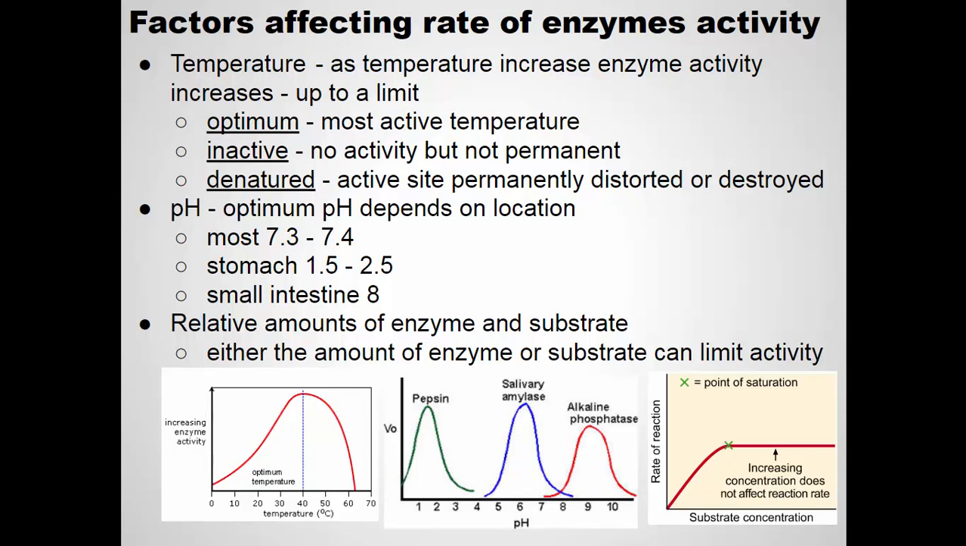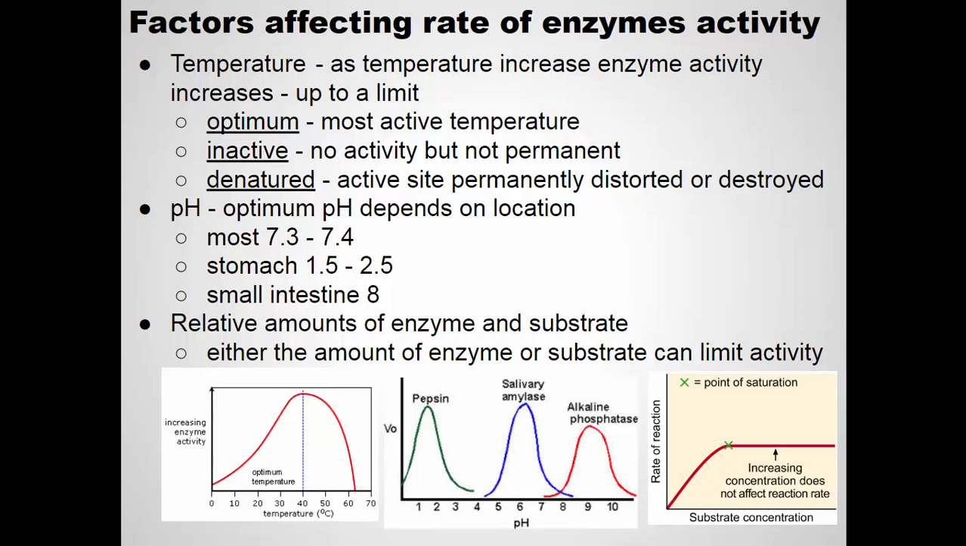This is one of the reasons that having a really high fever can be dangerous. What temperature do these enzymes work best at? Yeah, right around 40, 37. That's human body temperature. So when a person gets a fever that pushes their body temperature up to 40, 41, 42, well, these enzymes start to decrease in how well they're working. And that interferes with how our body works.